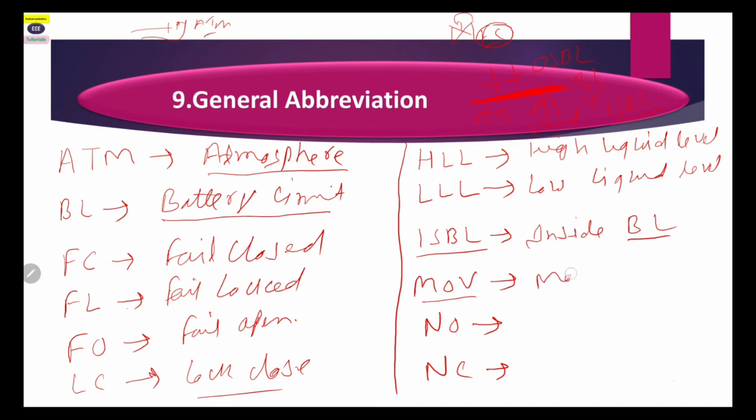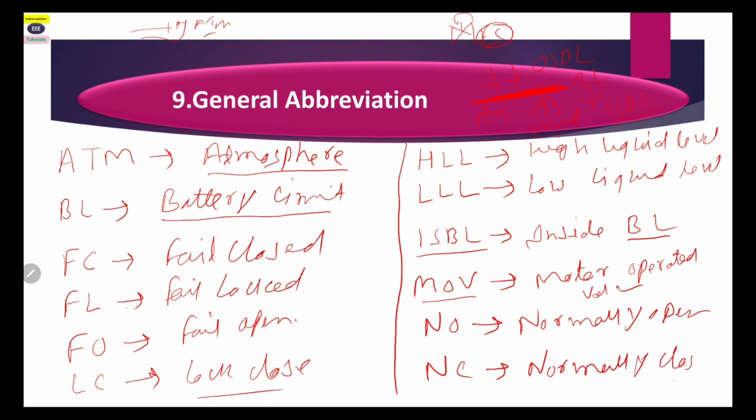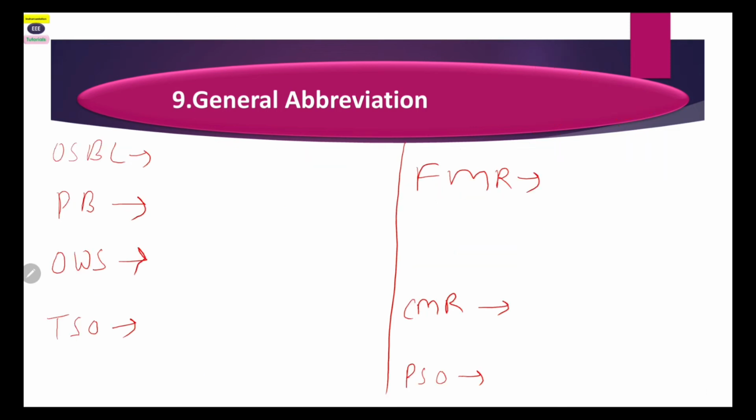MOV, motor operated valve. We have seen the symbol of the motor operated valve in our last lecture. NC and NO we have also seen: normally closed and normally open. So this is the meaning of all these abbreviations. What outside battery limit means, we have seen in our last page.